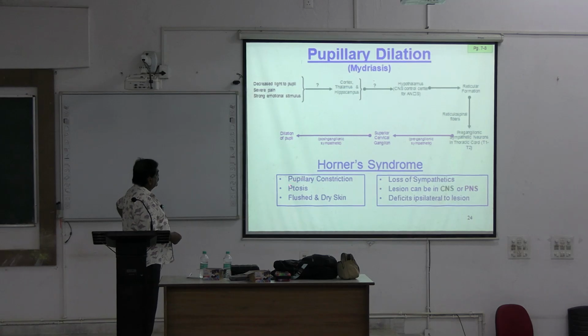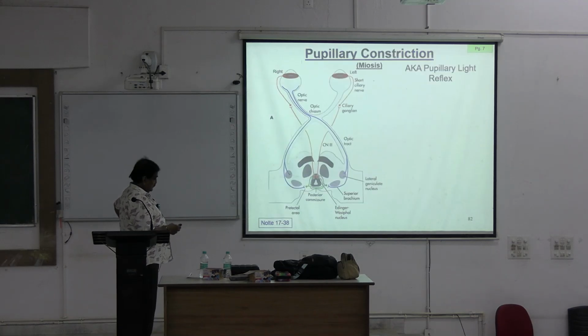Pupillary constriction, ptosis, flushed or dry skin, loss of sympathetics. The lesion can be in the CNS or PNS, with deficits ipsilateral to the lesion. Pupillary dilatation is mydriasis, and in Horner's syndrome, pupillary constriction, meiosis.